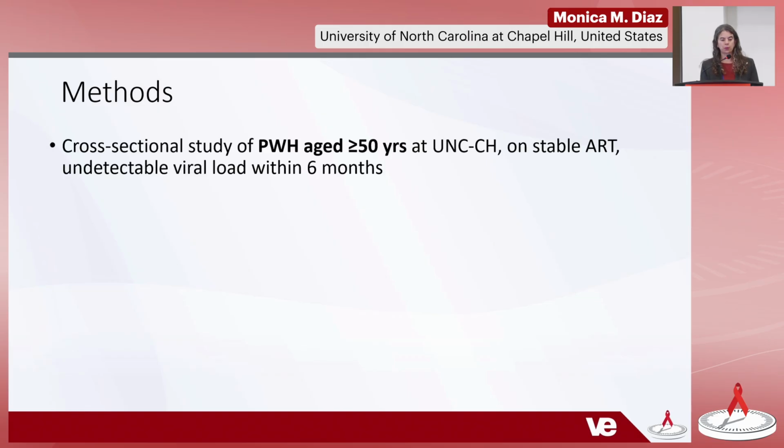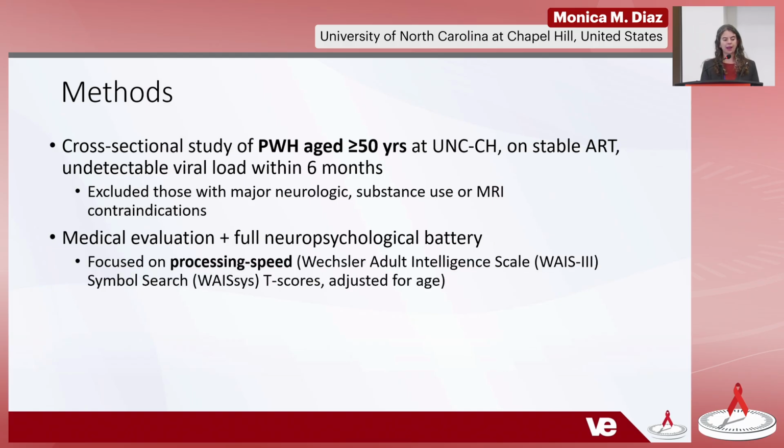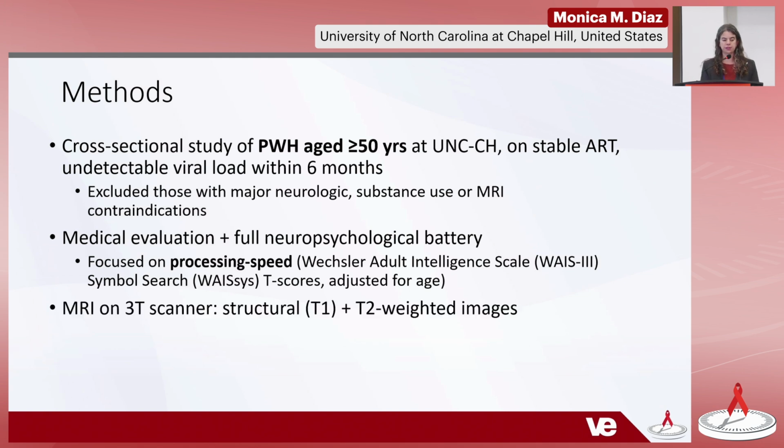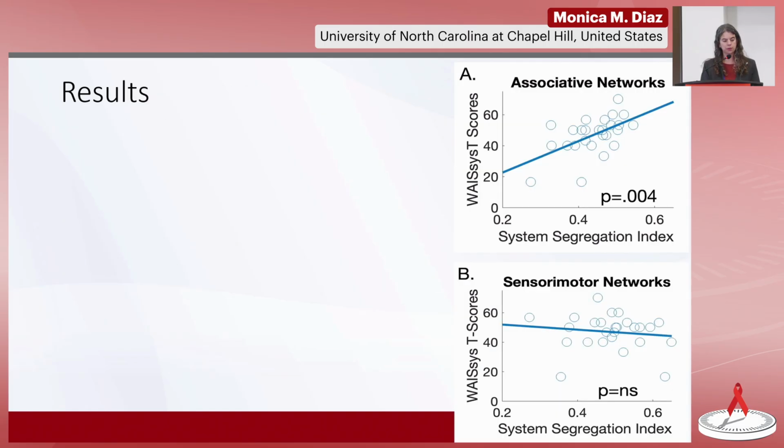This was a study of people with HIV, all 50 years of age or older, recruited from UNC Chapel Hill, on stable ART with an undetectable viral load in the past 6 months. Everybody had a full neuropsychological battery, and for these analyses we focused on processing speed using the WAIS-3 Symbol Search T-scores adjusted for age. Everybody also had an MRI and a resting state functional MRI. We enrolled 26 people with HIV that met our inclusion criteria. The mean age was 61 years, and everybody was very well controlled.